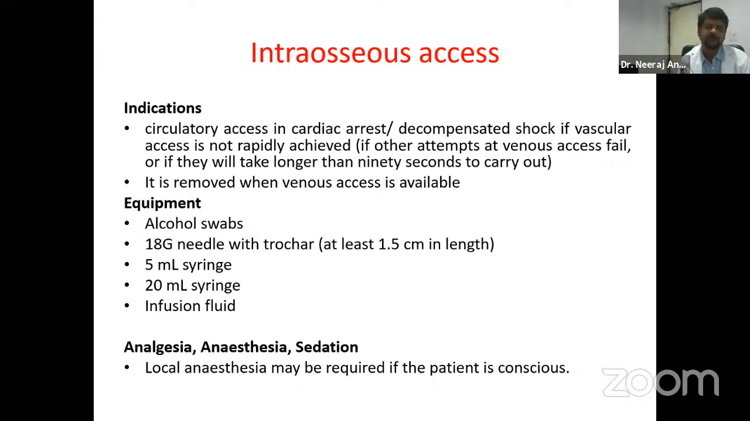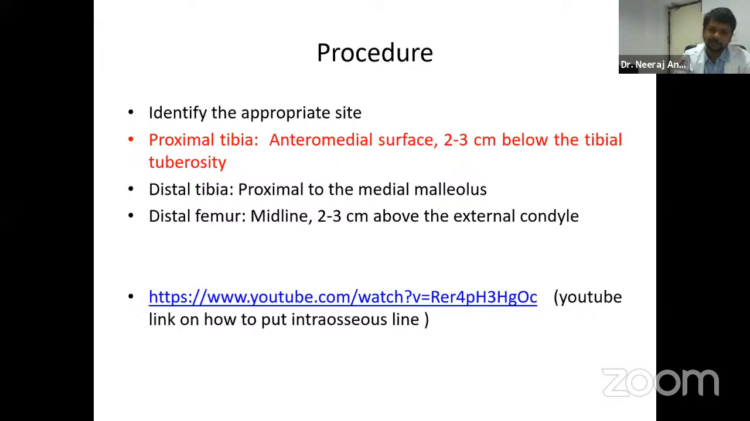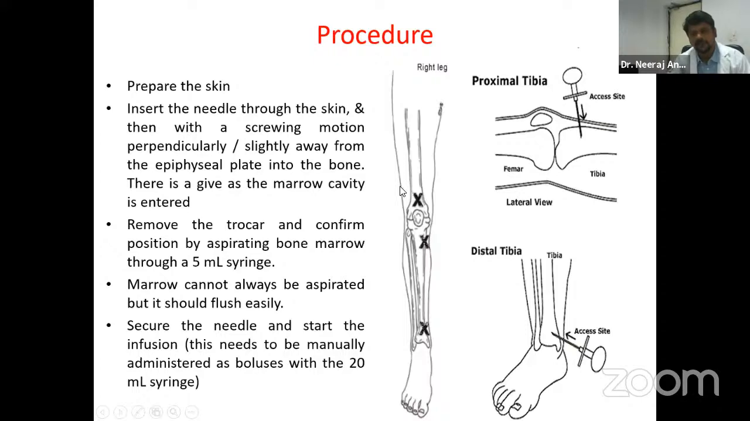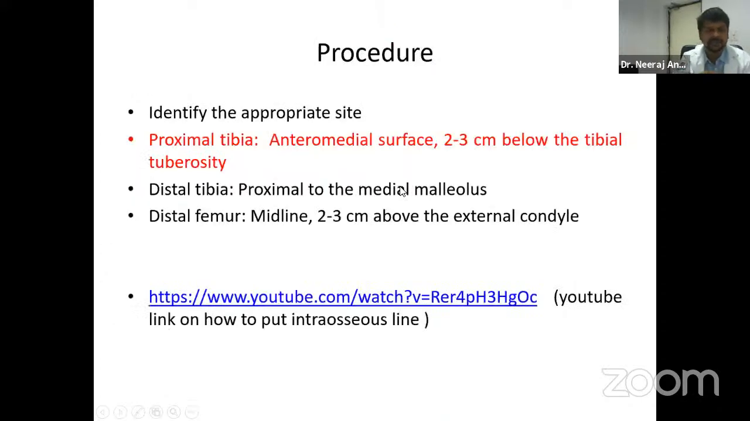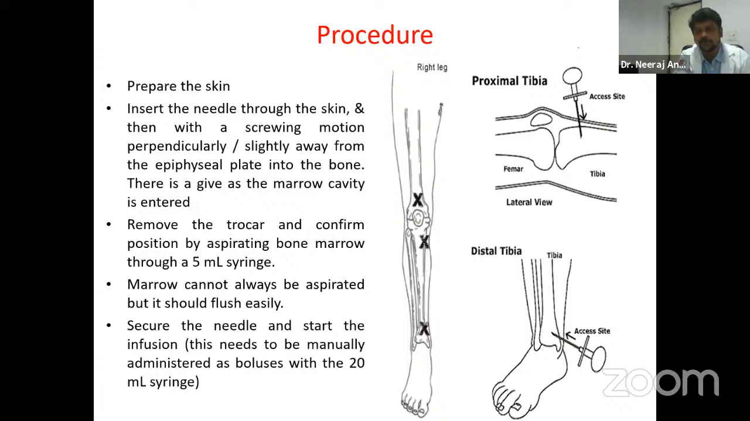The equipment required for intraosseous access includes alcohol swabs, povidone iodine, an 18 gauge needle with trocar with at least 1.5 centimeter needle length, a 5 ml syringe, a 20 ml syringe, infusion fluids, and analgesia, anesthesia or sedation may be required if the patient is conscious and fighting. We have to identify the appropriate site for intraosseous access. As we can see in this figure, the appropriate site could be proximal tibia, distal tibia or distal femur.